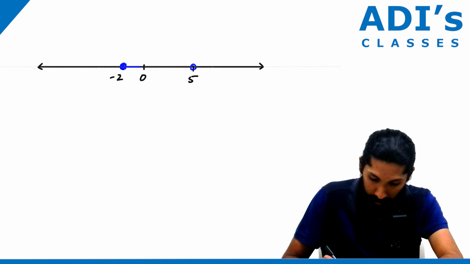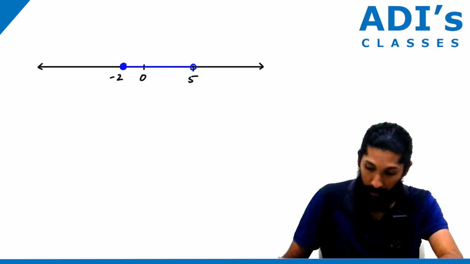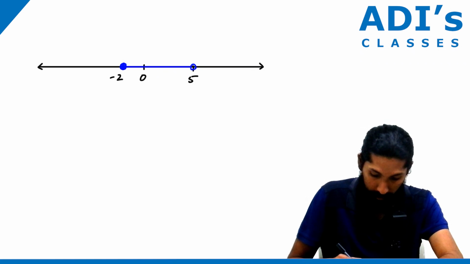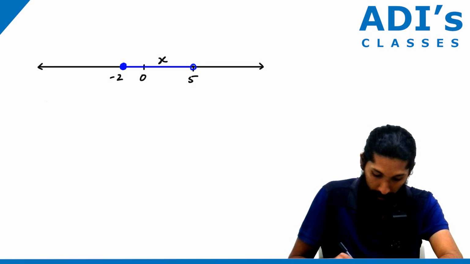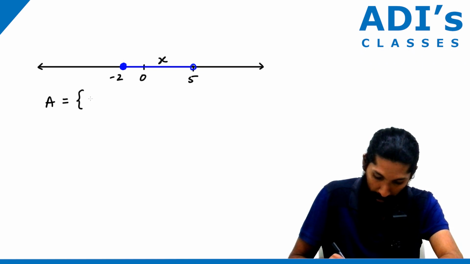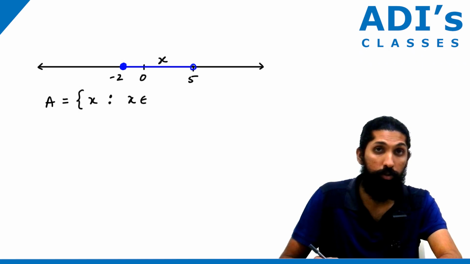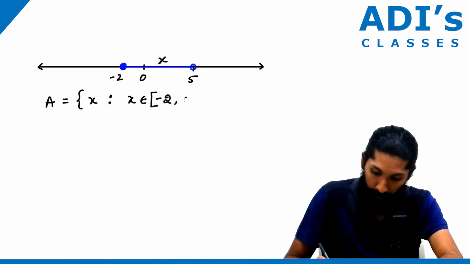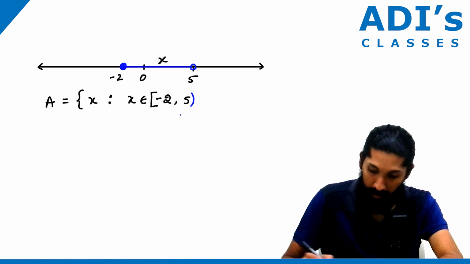And here, this is the range of value what we have. In the sense here, -2 is included. So in this case, you can write, suppose here x is the value, so A is equal to x such that x belongs to, here -2 is included. So we write a square bracket -2 comma 5. But for 5, we write a small bracket, like this.